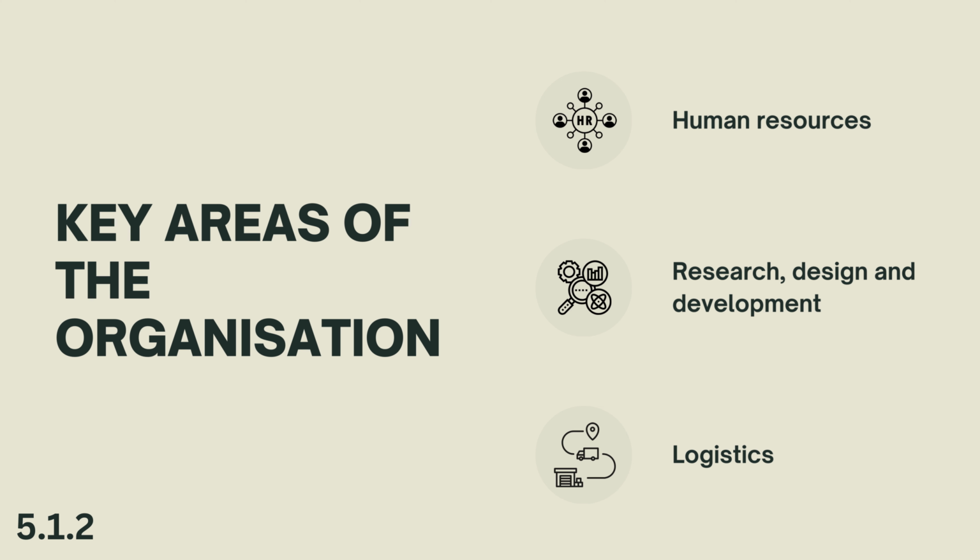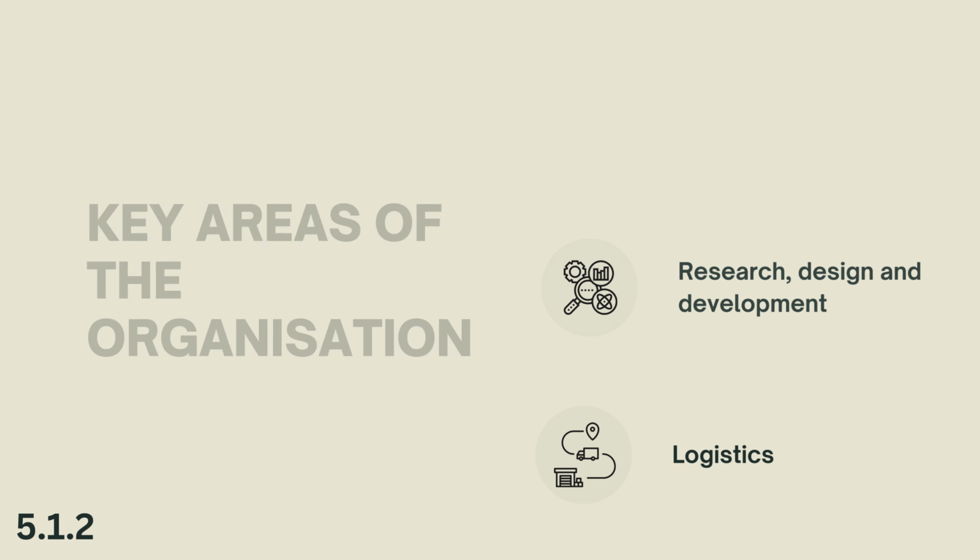In this video, we're going to look at three key functional areas: human resources, research, design and development, and logistics. For each area, we'll explore its main functions and then look at how IT is used to support and enhance these functions. By the end of this video, you'll have a clear understanding of how these different areas of an organization work together and how technology facilitates this collaboration. This knowledge is crucial for anyone looking to work in digital production, design and development, as you'll need to understand the broader context in which your technical skills will be applied.